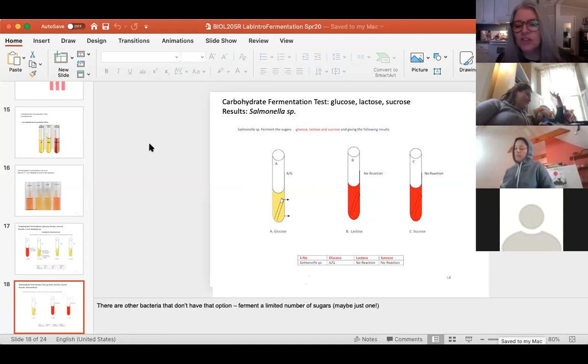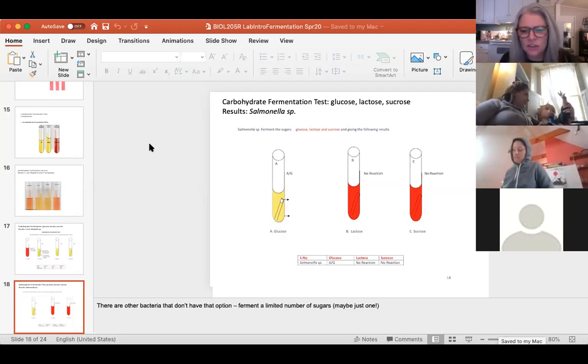Now, they're not showing us our control tube here, but we always run a control. Anytime you do carbohydrate fermentation, you tuck an uninoculated tube into the incubator with your inoculated tubes. It's a control. By doing that, the next day that tube should still be red with no gas in it, because it's not inoculated with anything. So it's a control, it's for comparison.